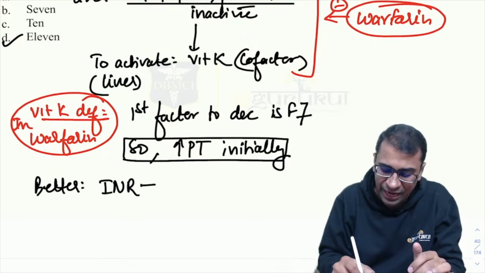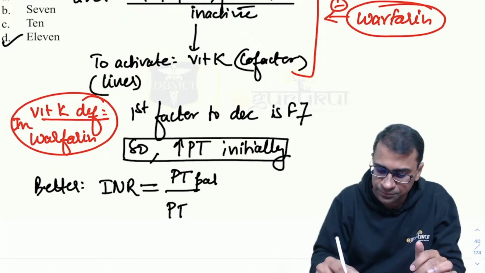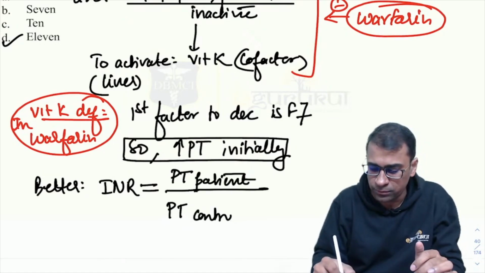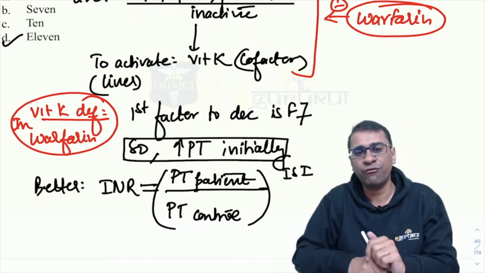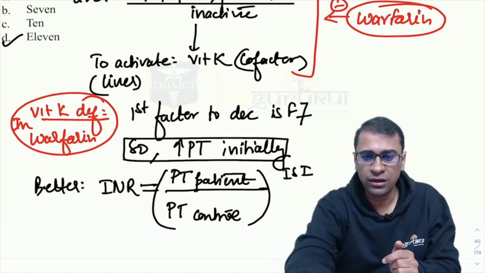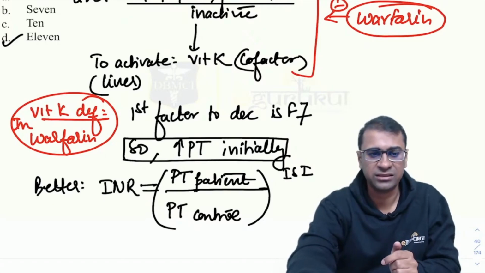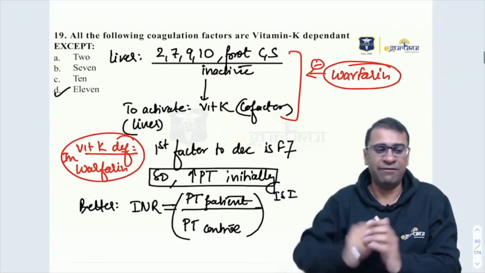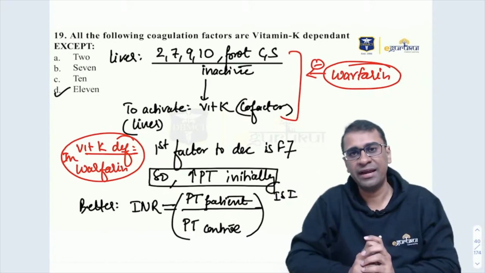You all know, international normalized ratio, in which you divide the prothrombin time of the patient by the prothrombin time of the normal person, called the control, ratio to the power ISI. This is again an important formula for INR, international normalized ratio. INR is the name. The right answer to this question is 11. Remember, 2, 7, 9, 10 are vitamin K dependent factors, but 11 is not.